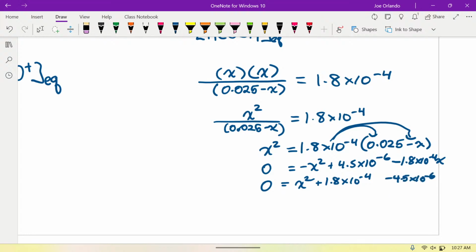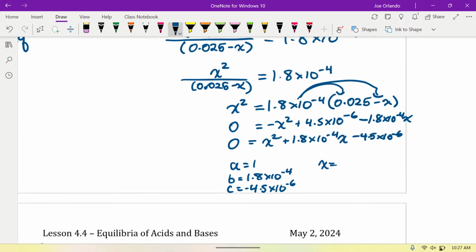Did I lose the x? I lost the x. All right, we're going to do a quadratic here. What's A? What's B? Yeah, and what's C? All right, everyone do it. I'm going to do it. You do it. Let's solve this. Right? X equals negative B. Okay, negative 1.8 times 10 to the negative 4 plus or minus the square root of 1.8 times 10 to the negative 4 squared.